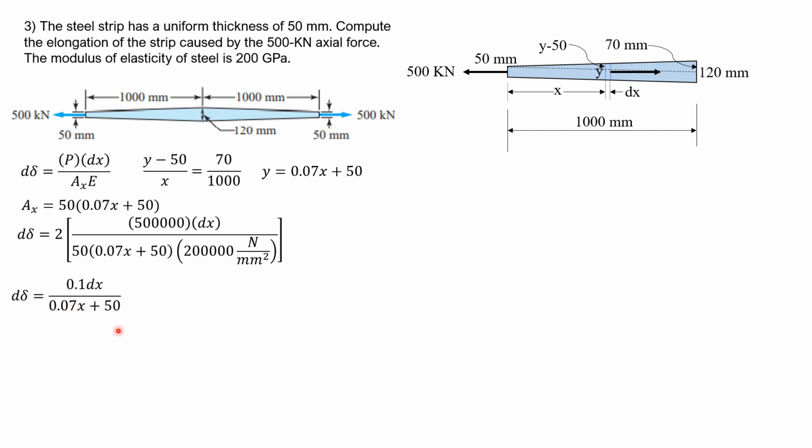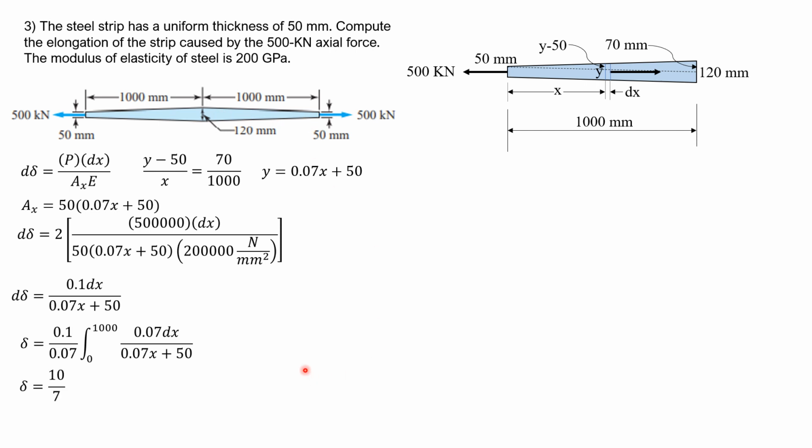So we can evaluate this by ln. So deflection is 0.1 over 0.07, integral from 0 to length, which is 1000, times 0.07 dx over 0.07x plus 50. So that the differential of the denominator is this numerator here. That's why we introduce 0.07. By the way, the deflection is multiplied by 2 because there are two identical segments.